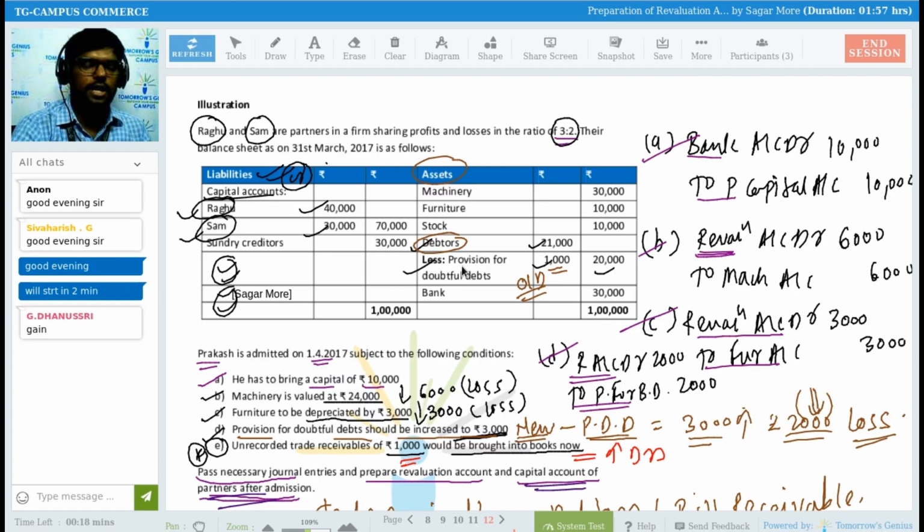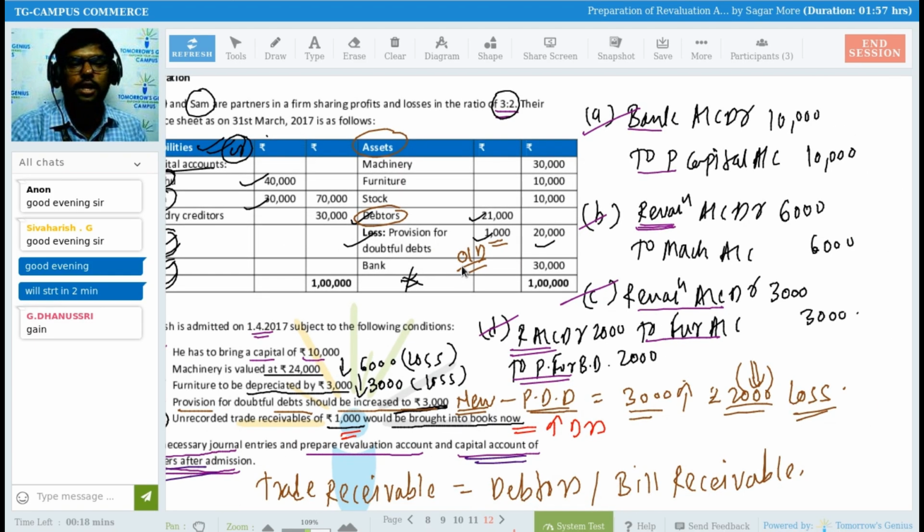Then on the asset side, is a profit and loss balance given? No, sir. So there is no accumulated loss, there is no accumulated profit. So I cannot do anything for that, right? If it were given, then I would be passing a journal entry for the same, but it is not given in the question. Okay, sir, no issues then.